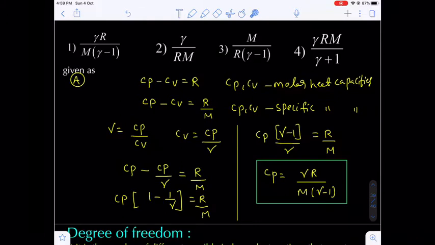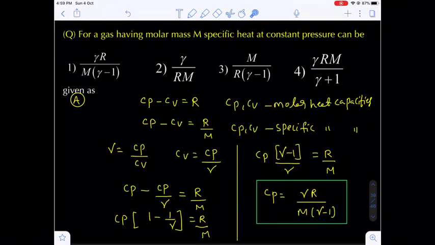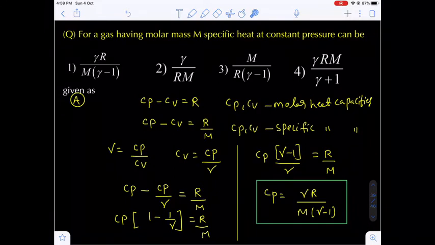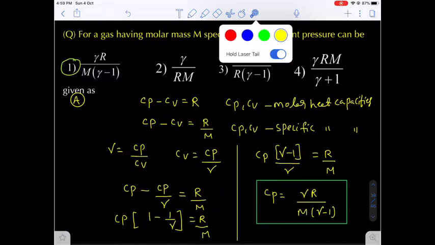So bring the 1 minus 1 by gamma in the denominator. So you will get Cp equal to gamma into R by molar mass into gamma minus 1. So which option is correct? Gamma R by molar mass into gamma minus 1. That means option 1 is the correct one. Option 1 is the correct one. Are you getting my point?